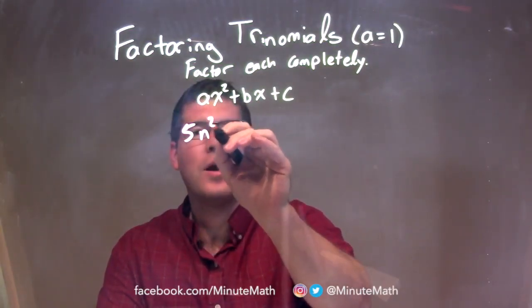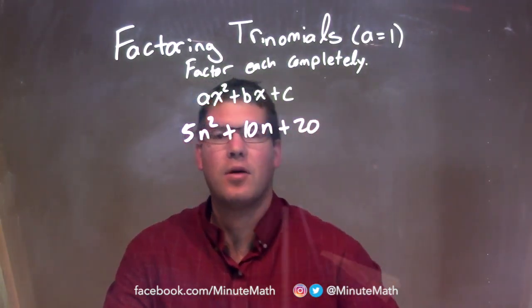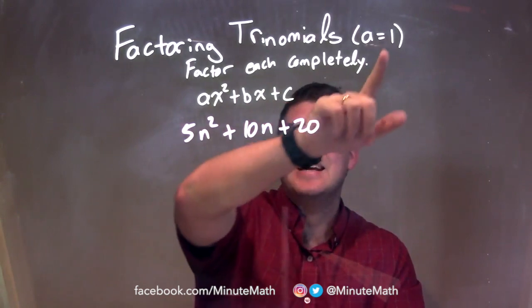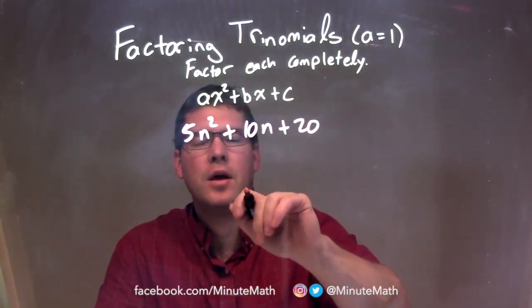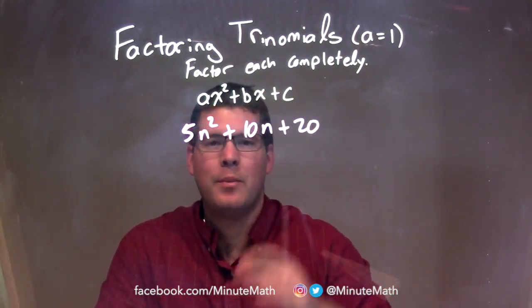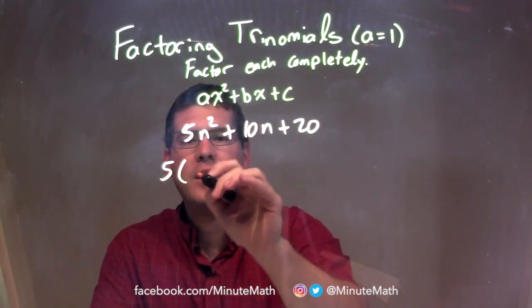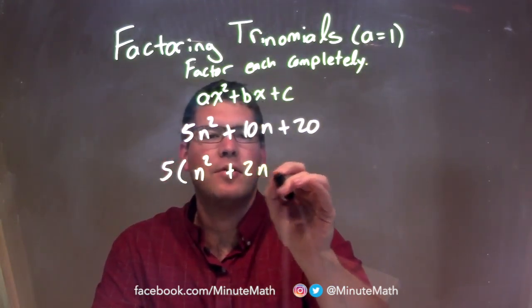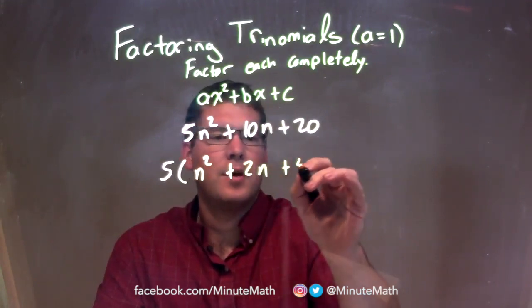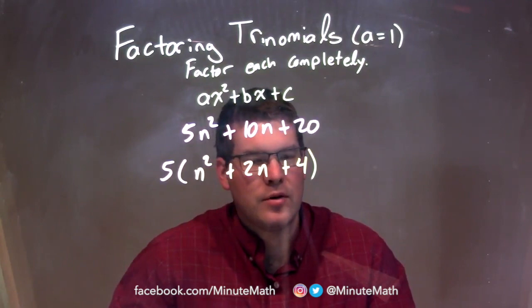5n squared plus 10n plus 20. All right. Well, it's easier when our a value is 1. So I'm going to see if I can pull out this 5 from all parts. Well, 10 and 20 both are divisible by 5. So I can pull out a 5 here. Then I'm left with just an n squared, plus 5 goes into 10 two times, so we have 2n right there, and 5 goes into 20 four times. So now we have 5 times n squared plus 2n plus 4.